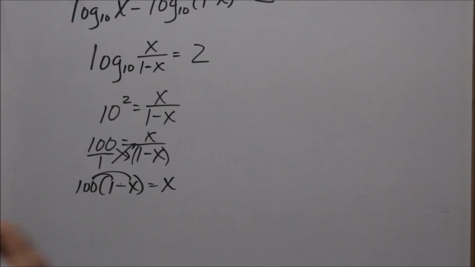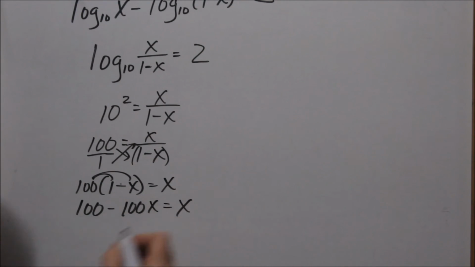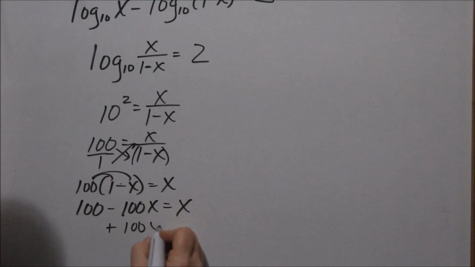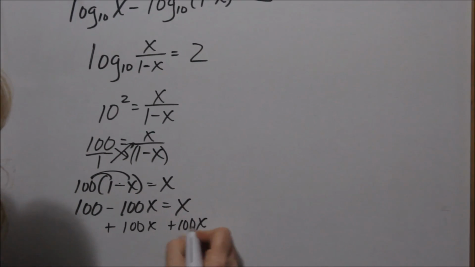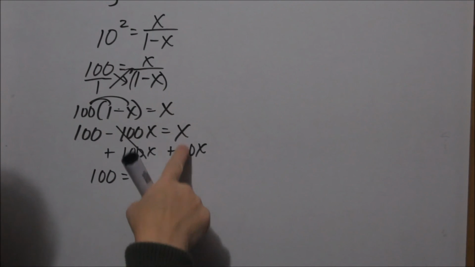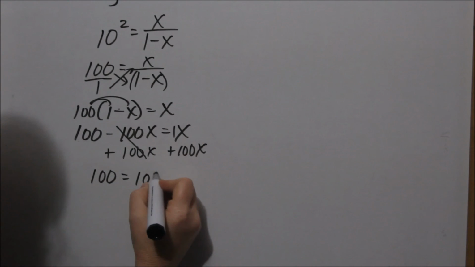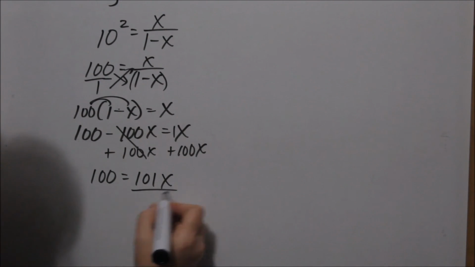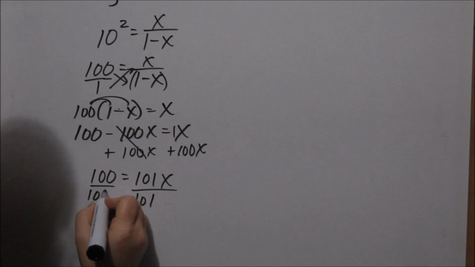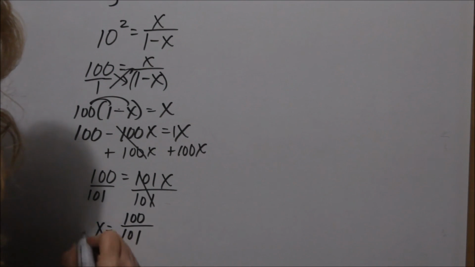Distribute this so I can get rid of my parentheses. 100 minus 100x equals x. Now get your letters on one side, numbers on the other side. So I need to get my x's together. So I'm going to add 100x to this side. So 100 equals 100x plus x, that's like a 1. 100x plus 1x is 101x. Divide both sides by 101. X equals 100 divided by 101.